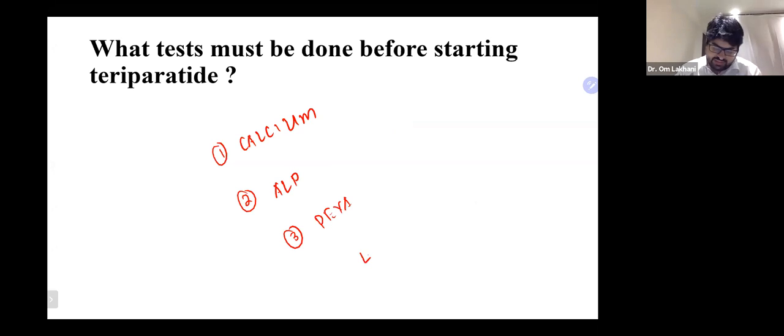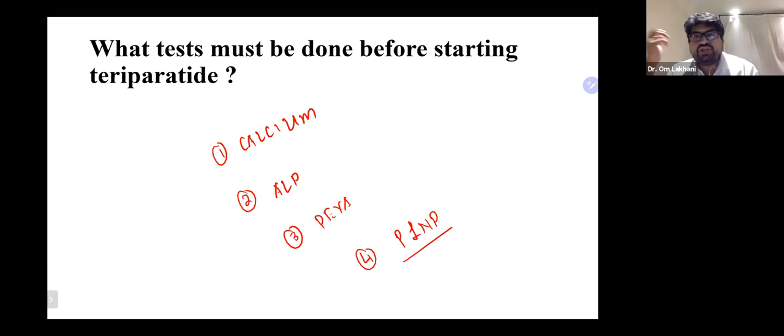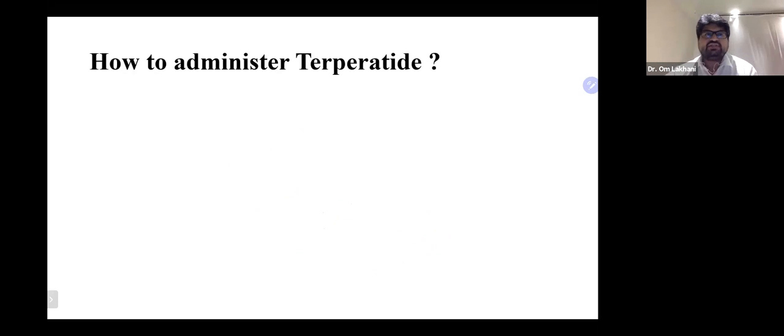One test we should consider using, which we don't usually use, is P1NP, right? P1NP is a bone turnover marker. It's a bone formation marker. I'll show you the use case for this, but of course, bone turnover markers are not available everywhere. We had a separate lecture on that. It's there on the Endocrinology India YouTube channel, so you can have a look at it. But P1NP is another useful test. If you're an endocrinologist treating these patients, it would be a good idea. P1NP helps to see the effectiveness of teriparatide and also the compliance of the patient, right? So it's a useful test to do before starting the treatment. So these are some of the tests you have to do.